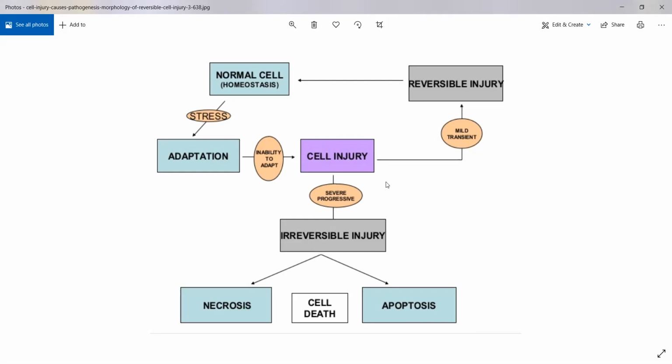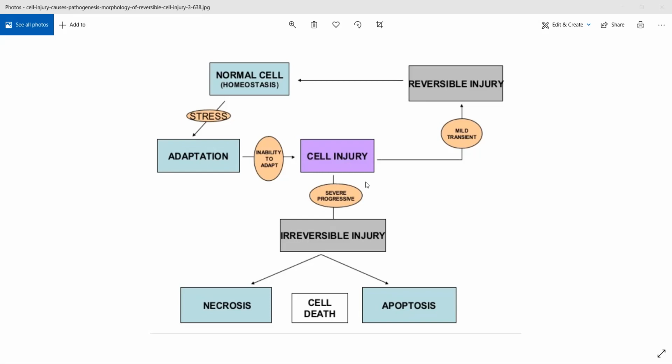Only if there is application of stress, at that time initially a normal cell will try to adapt one way or the other. Without changing its form, it will try to adapt as much as possible. If it is not able to adapt, that leads to cell injury. Depending on the extent of the stress and how incapable that cell is to adapt, cell injury might become more severe or less severe, and depending on how long the stress has been applied as well, the injury will vary.